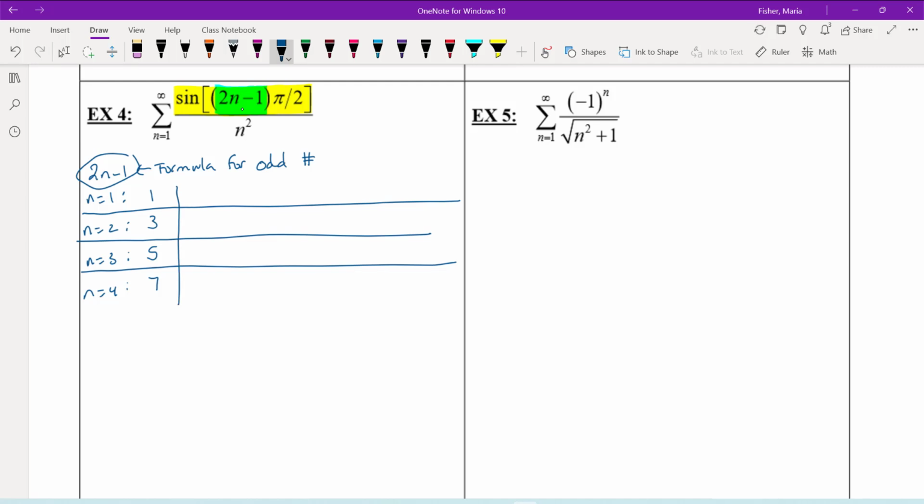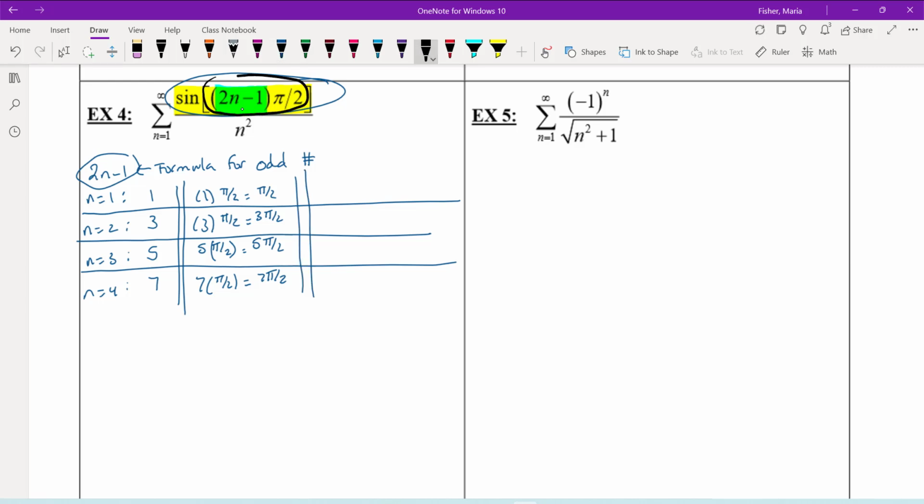Well, if you look at what's going on in this piece here, it says 2n minus 1 times pi over 2. Now if I take 1 and I multiply it by pi over 2, I get pi over 2. If I take 3 and I multiply it by pi over 2, I get 3 pi over 2. 5 times pi over 2 is 5 pi over 2. And then 7 times pi over 2 would be 7 pi over 2. Well, this formula is saying, hey, once you figure out what this guy here is, then take the sine of it. So what would the sine of pi over 2 be?